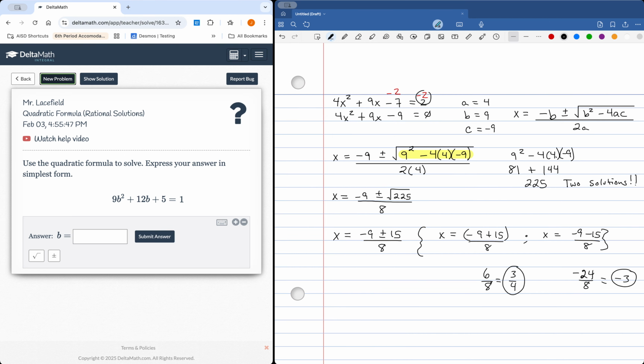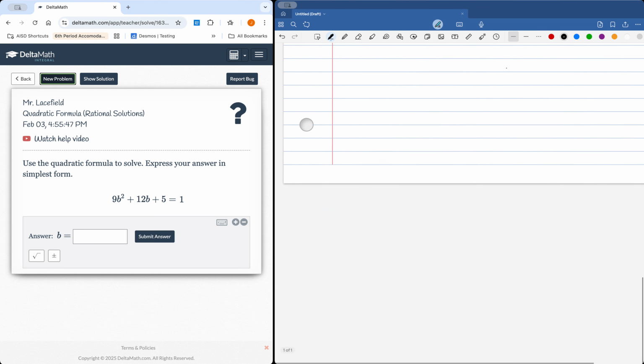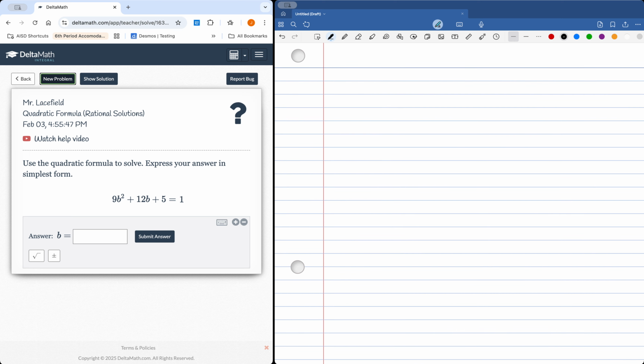Okay, we'll try this one more time. We have 9b squared plus 12b plus 5 equals 1. I'm going to change the variable to x so it's a little bit easier to read. So we have 9x squared plus 12x plus 5 equals 1. I need to subtract 1 from both sides. This gives me 9x squared plus 12x plus 4 equals 0.